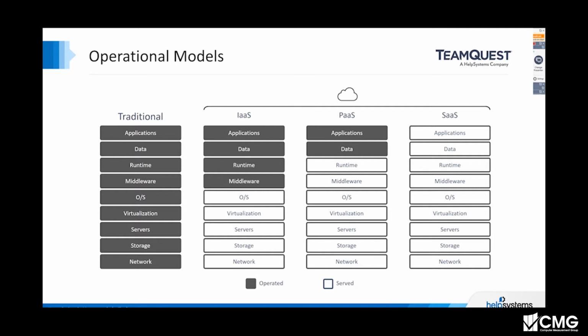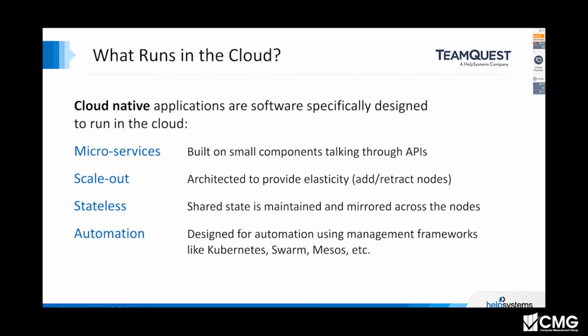Another important distinction is to agree on what we're supposed to run in the cloud. Even though it's not the case every time, the whole idea about the public cloud is built around cloud native applications. So stateless applications that run in a scale out environment where you grow them or retract them by adding nodes to the infrastructure, not scaling up but scaling out.